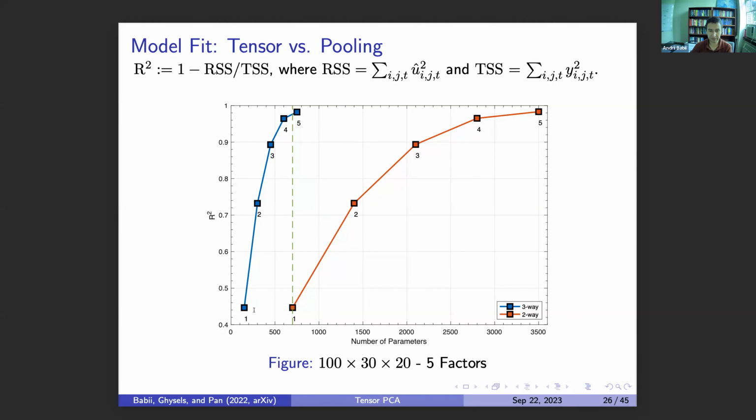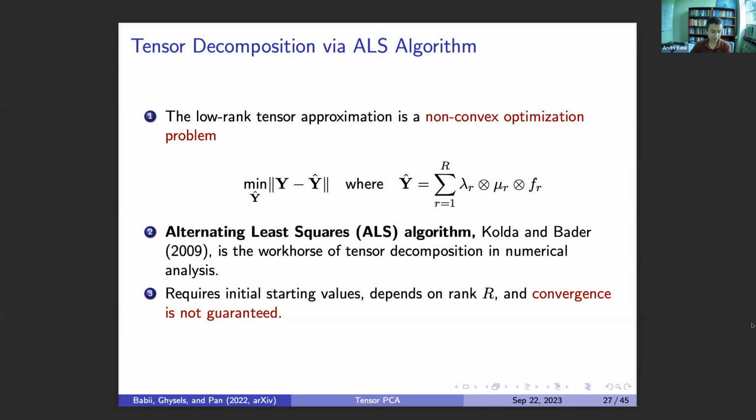How do we fit the model in practice? There is a large literature on numerical tensor decomposition, and what people are doing there is trying to obtain the low rank approximation to the observed tensor. So we take this rank R approximation, and we want to solve the problem over loadings, lambda and mu, and factors f, and we want to get as close as possible in some norm, for example, Frobenius norm.